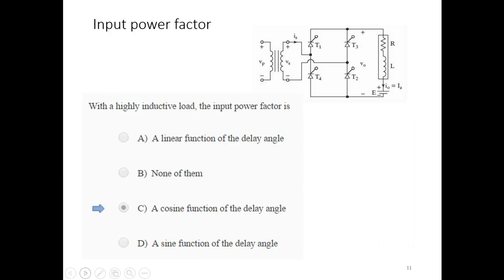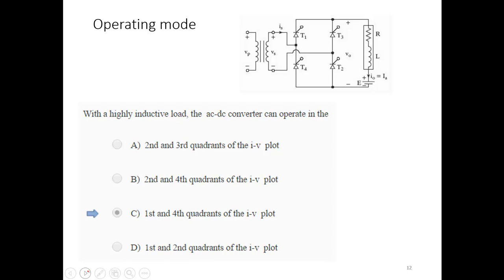And now on this other one, the input power factor is a cosine function of the delay angle. That's true. The input power factor is the cosine of the delay angle. That's why whenever, with a highly inductive load, the input power factor is the cosine of the delay angle. We already said that.